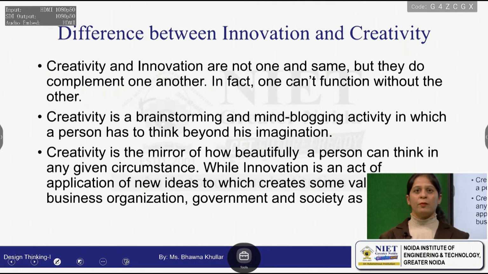At that time people will laugh, how is it possible? Now there are some kitchen appliances and household groceries which were not possible in earlier times, but now everything is possible by IoT, by AI, by innovation, by creative thinking. Creativity is the mirror of how beautifully a person can think in any given circumstances, while innovation is the act of applying new ideas to create something for business, organization, government and society.